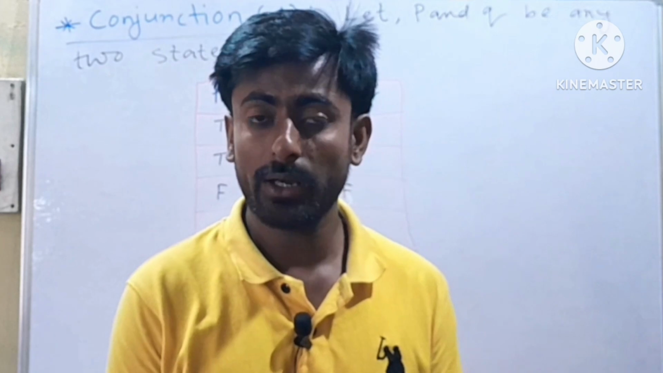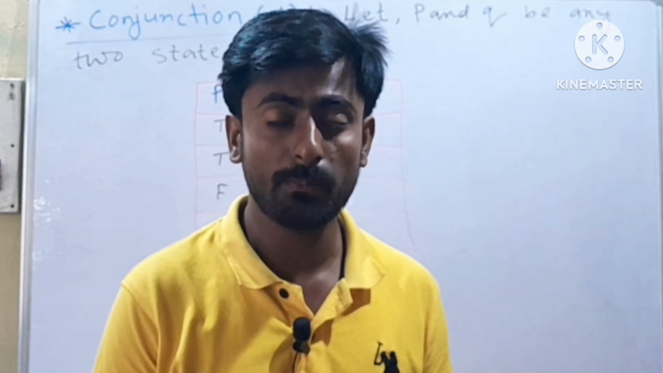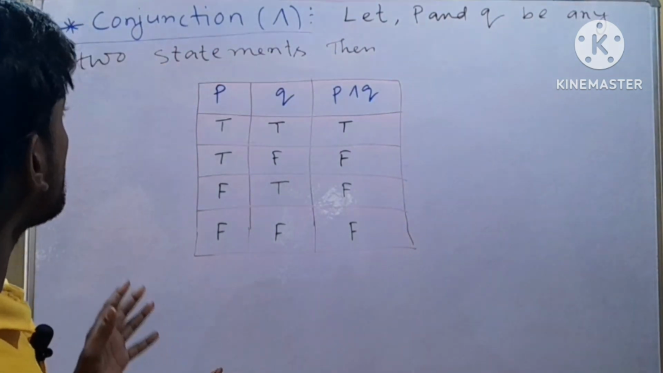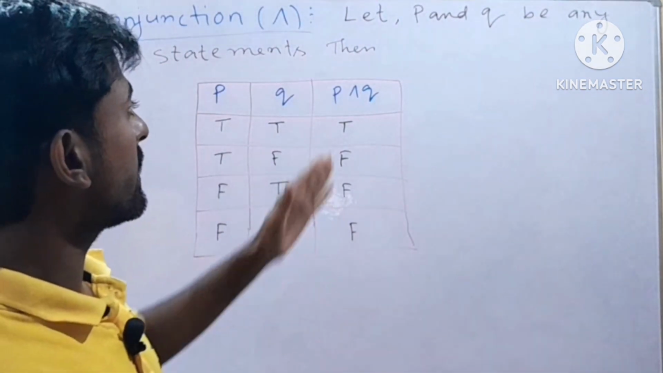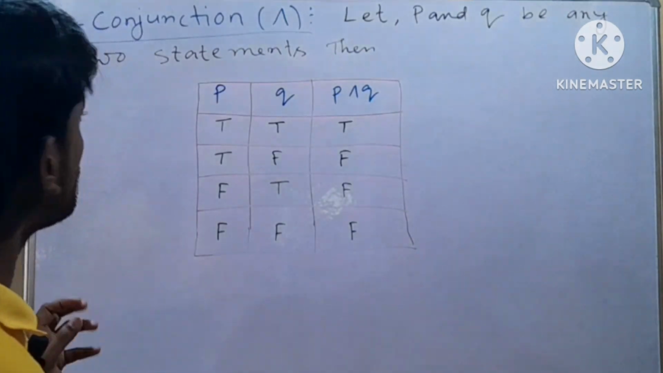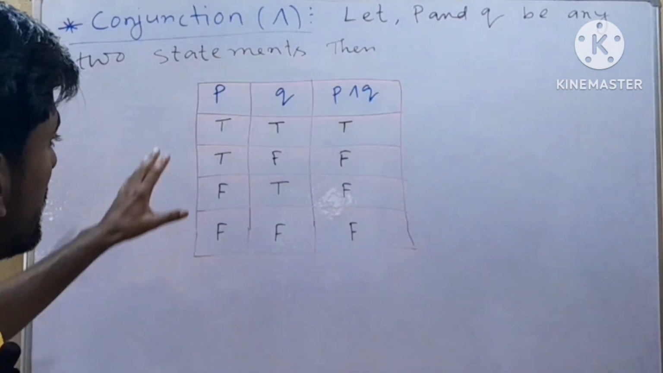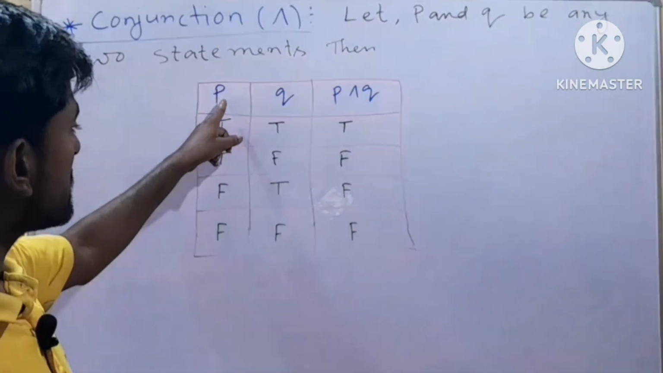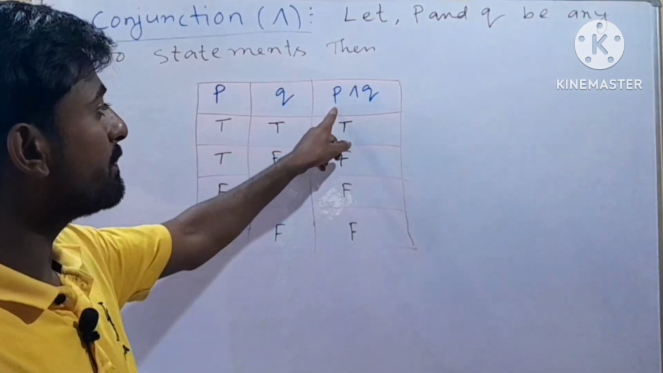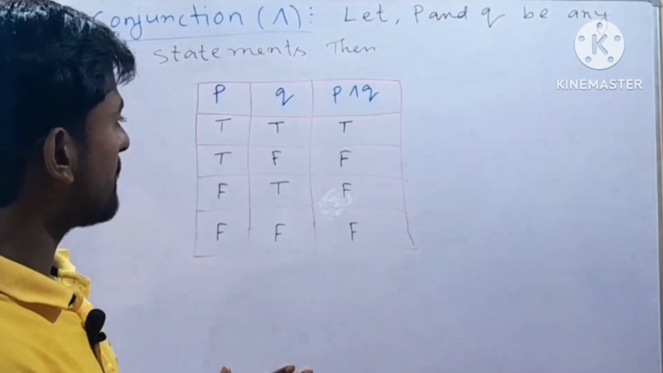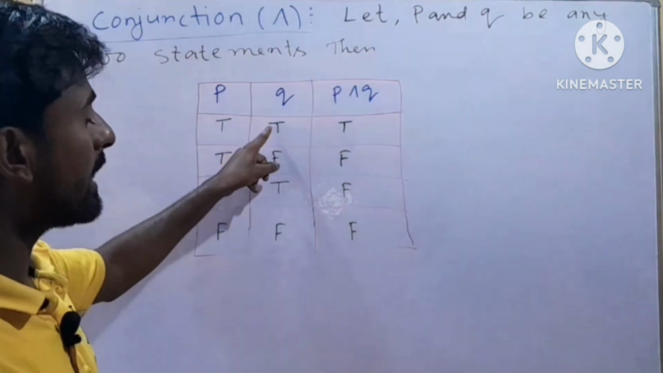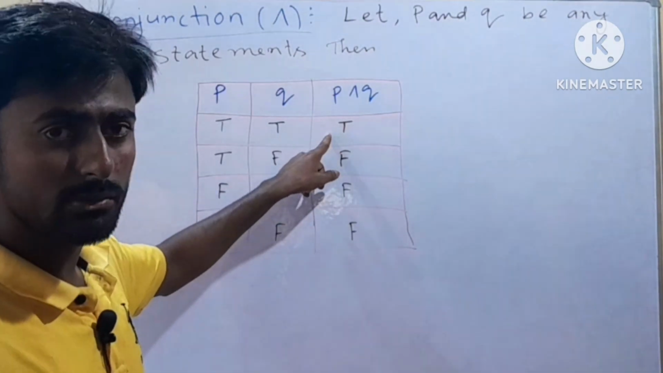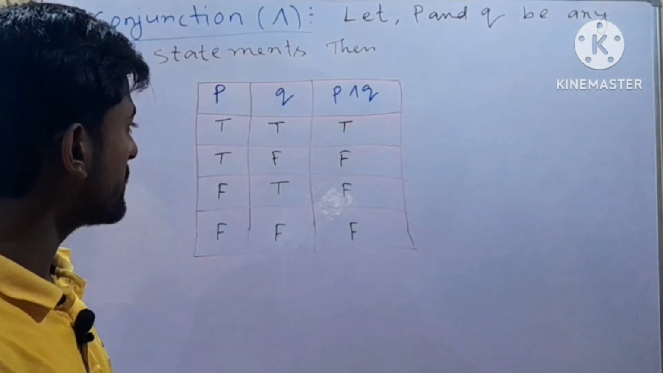Now we have to know a particular table for each compound statement, so first here we discuss conjunction. So let P and Q be any two statements, then a table for conjunction is given here. You see the statements are P, Q, then P conjunction Q. Suppose first we take P is true and our statement Q is also true, then conjunction will be true. Conjunction of P and Q will be true.